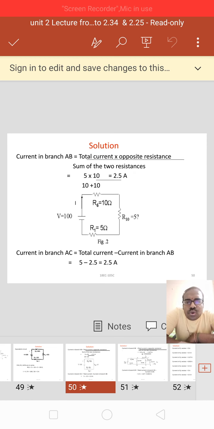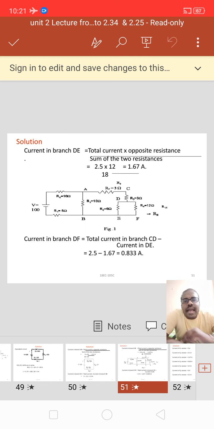Okay, now current in branch AB equal to total current into opposite resistance by sum of two resistances. So total current present in the circuit is 5, into opposite resistance 10, by sum of two resistances 10 plus 10, that equal to 2.5 amperes. So current in branch AC is total current minus current in branch AB. So 5 minus 2.5 equal to 2.5 amperes.